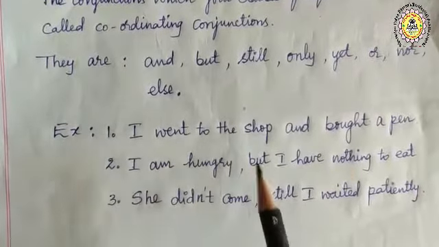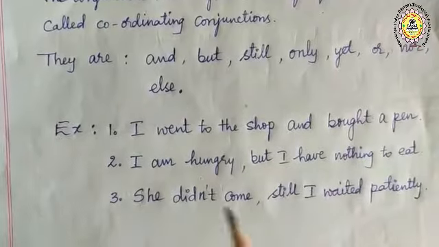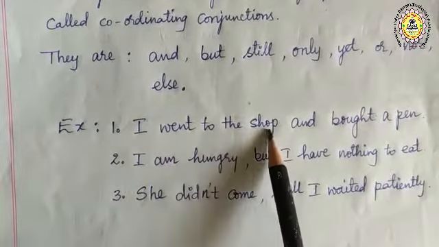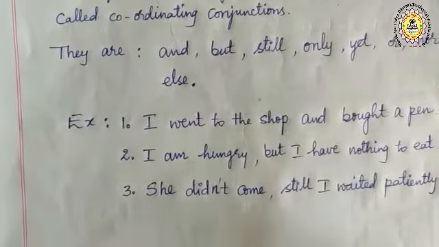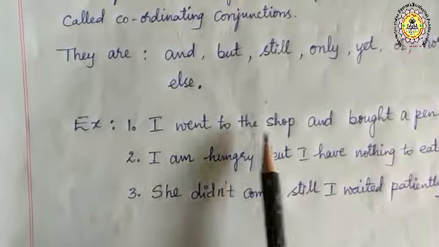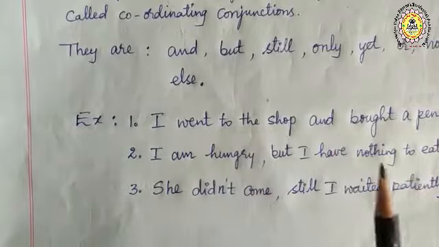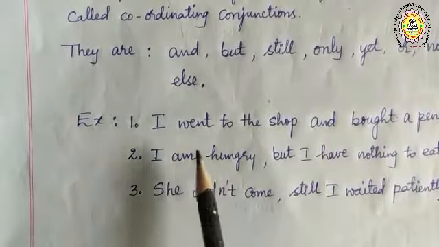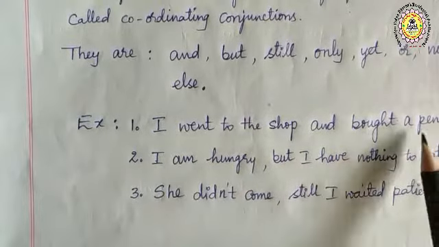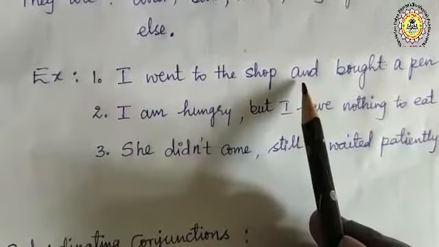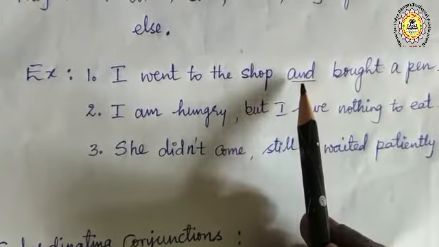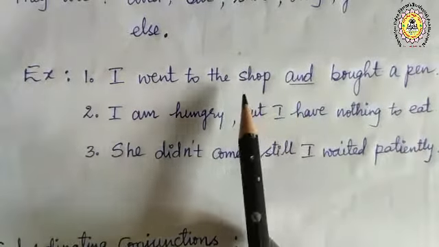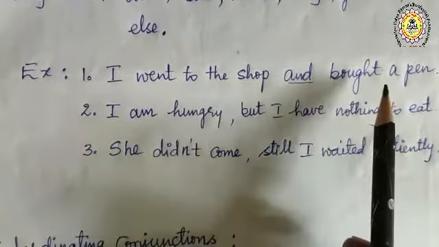I went to the shop and bought a pen. Here, I went to the shop is a clause. I bought a pen is a clause actually. So, to combine these two we use and. So, we make a single sentence using and. I went to the shop and bought a pen. So, here and is a conjunction. Which conjunction is it? Coordinating conjunction, because it is used to coordinate these two clauses.